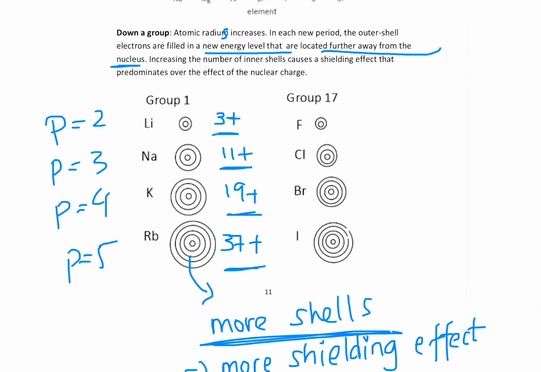So here the explanation would be that in each new period, electrons are filled in a new energy level that is further away from the nucleus. Plus, because you have more electrons in inner levels, this is going to cause a shielding effect that predominates over the effect of nuclear charge.